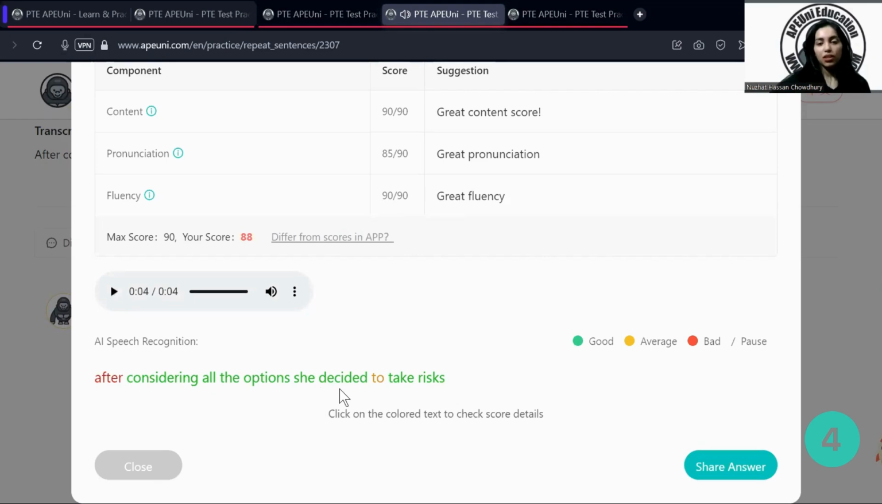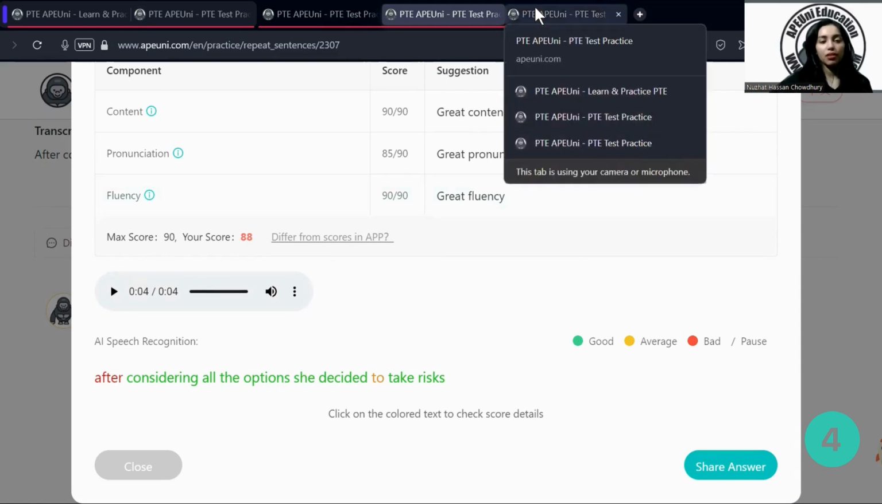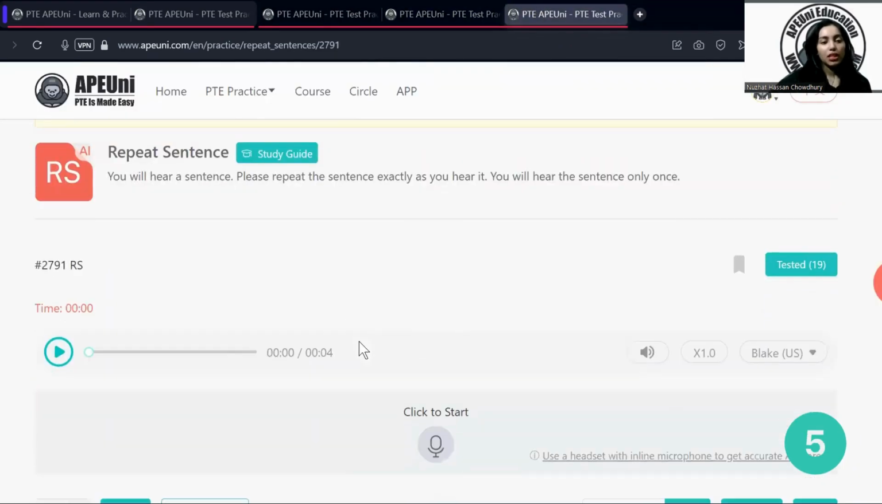Once again, here you have an analysis of whether the software was able to properly catch the words that you're saying or not. So this is an analysis of your pronunciation. Once again, I've received an 88 out of 90 here, so the answer is pretty much perfect. Let's practice one more. This is the last one for this topic.